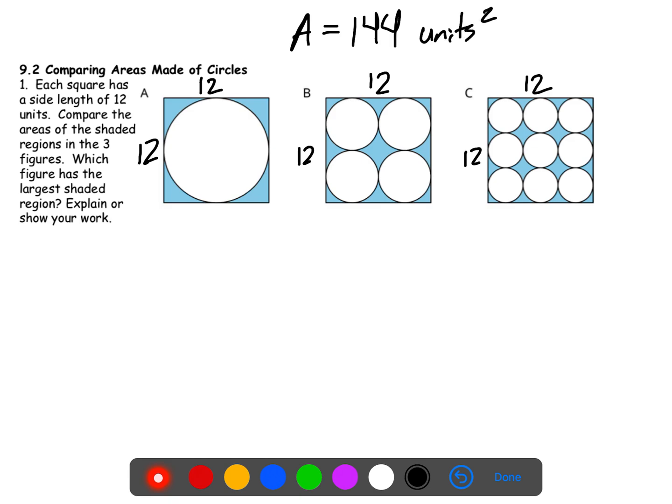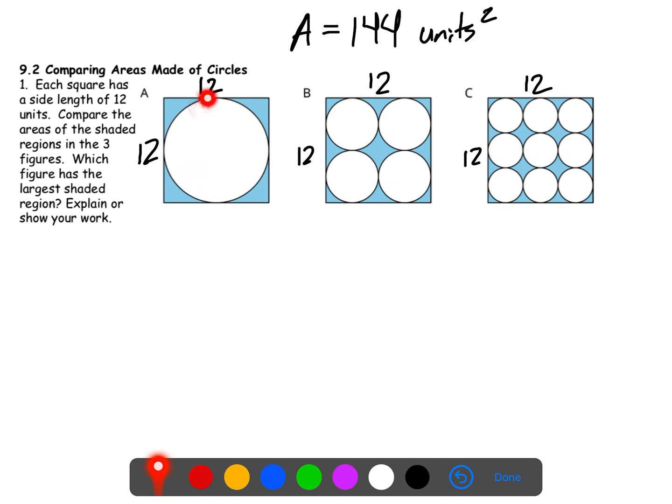All right, so we're starting with the same area in A, B, and C. The difference is in figure A, we're taking this large circle out of it. In figure B, we're taking 4 smaller circles, and in C, we have 9 even smaller circles that are being taken out. So if we're comparing the shaded region, what we're looking for is the area of this blue shaded part that's left after the circle's removed.